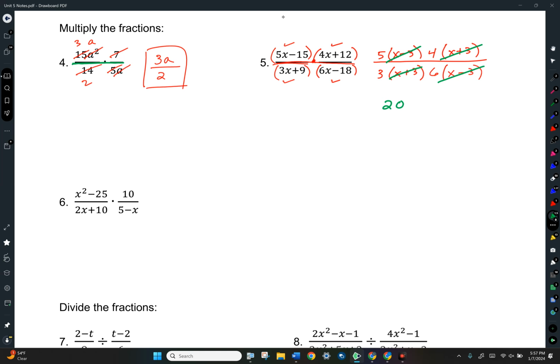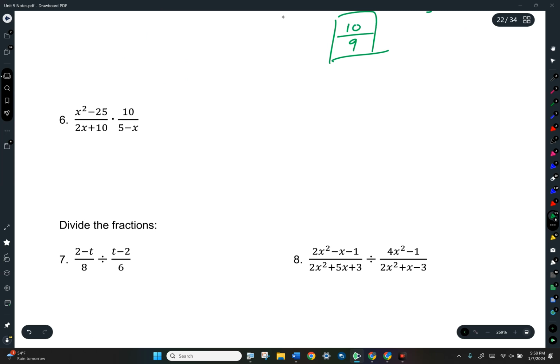And on the bottom, I was just looking to see if I could have canceled. Oh, I could have canceled some, but you know what? I think I will. Do you see that I could actually cancel the 4 and the 6? Because doesn't 2 go into 4 2 times and 2 into 6 3 times? So what I actually have on top is 5 times 2 is 10, and the bottom, 3 times 3 is 9.